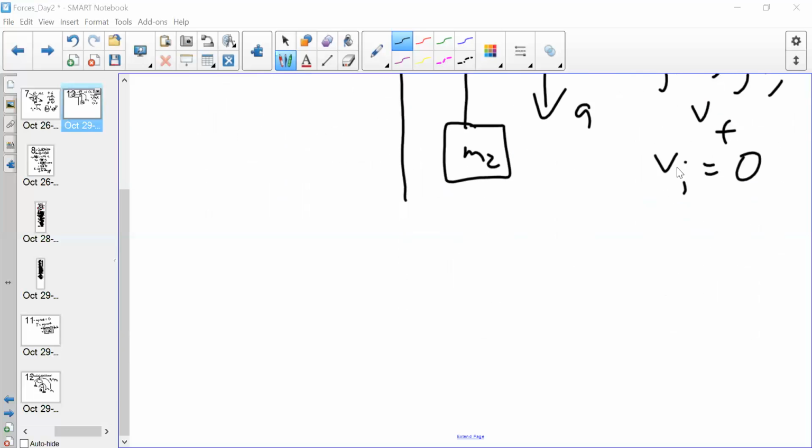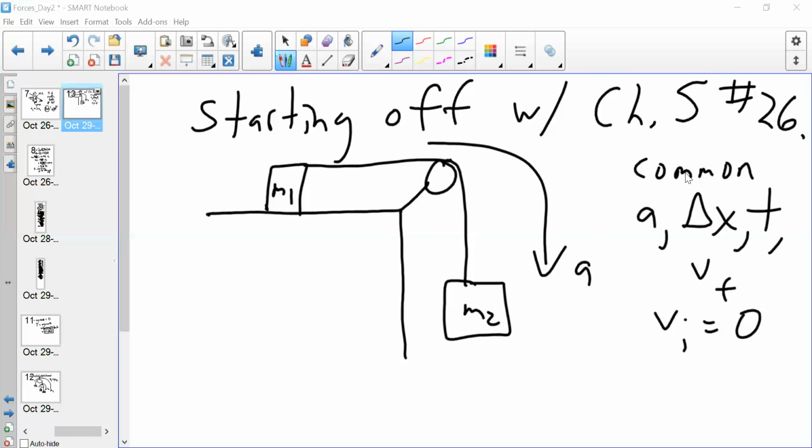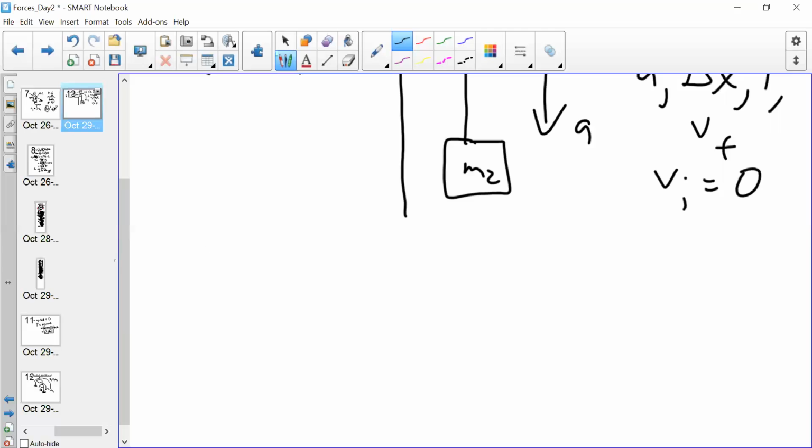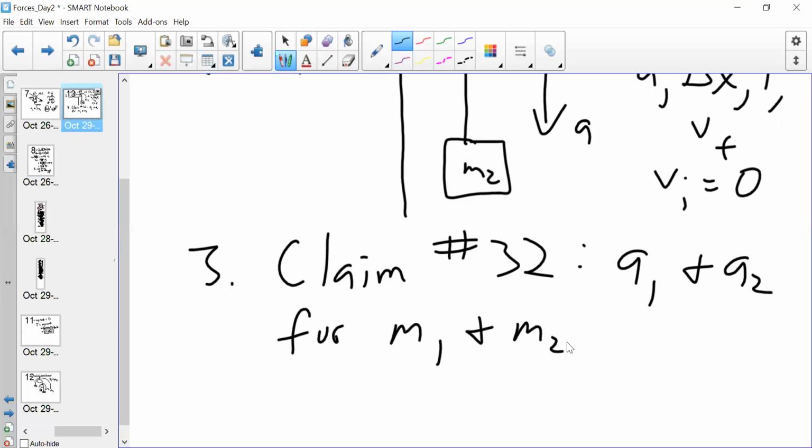So number 32, if I was to say that in proving things, this will be my step 1. And then my step 2 would just be what I know about the system from a problem like number 26. And the third thing we can say is that we can make a claim based on the information. The claim in the problem was that there are 2 accelerations. So there's A1 and A2 for mass 1 and mass 2, respectively.